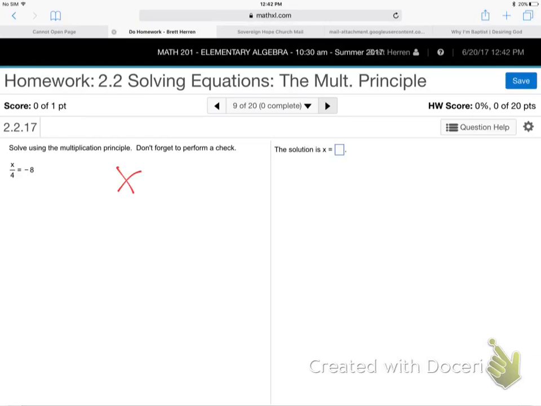Okay. X over 4 is negative 8. All right, so try that one. X is over here, saying I want to be alone. Get rid of this 4. Remember, do the opposite. Always do the opposite. So let me give you a second on that one.